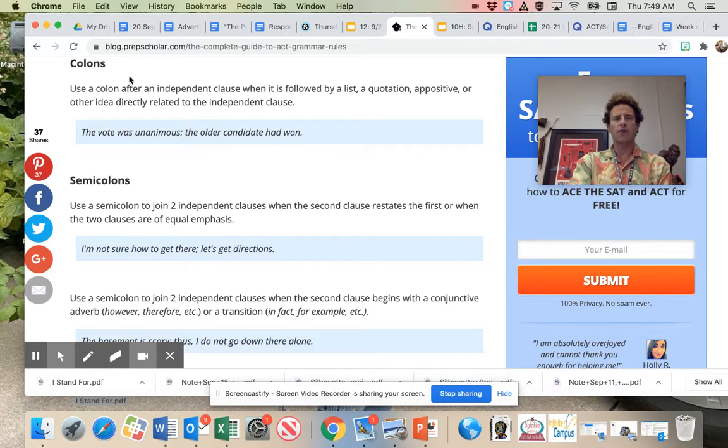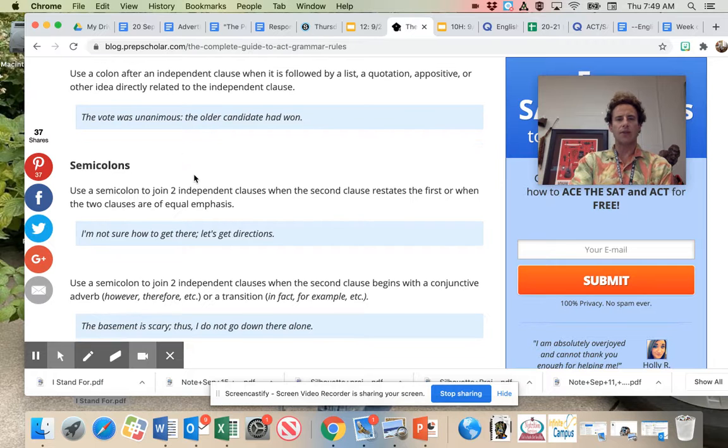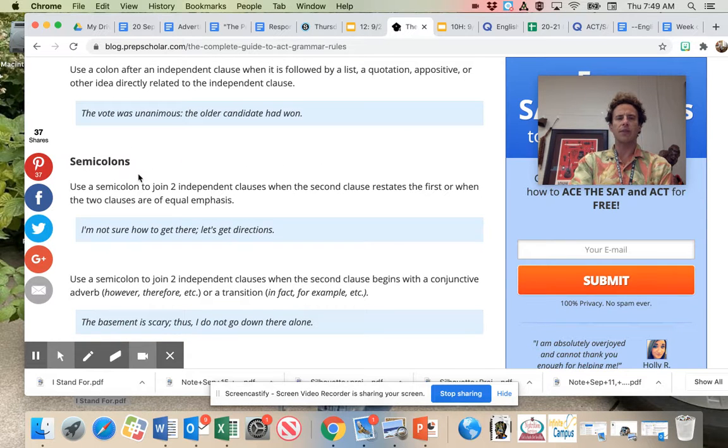My advice for colons, I use them sparingly in my writing. They're tricky. When you do use them, make sure you use them purposefully. But it is important to know what they are and how they're used. Semicolons, similarly, I use them sparingly.